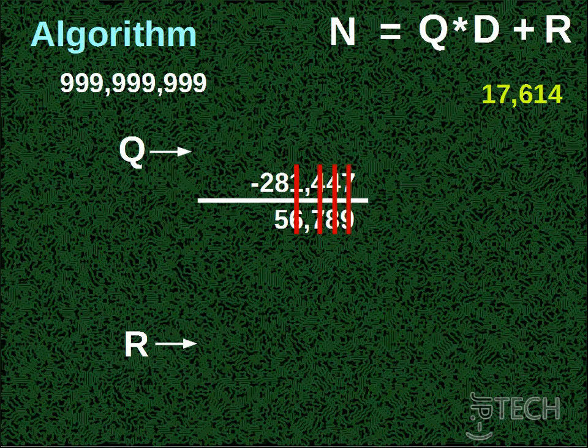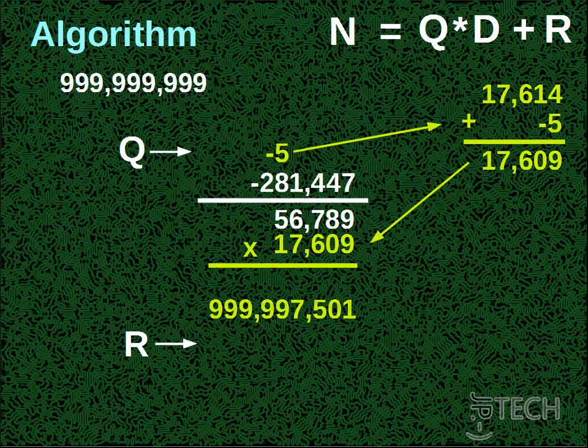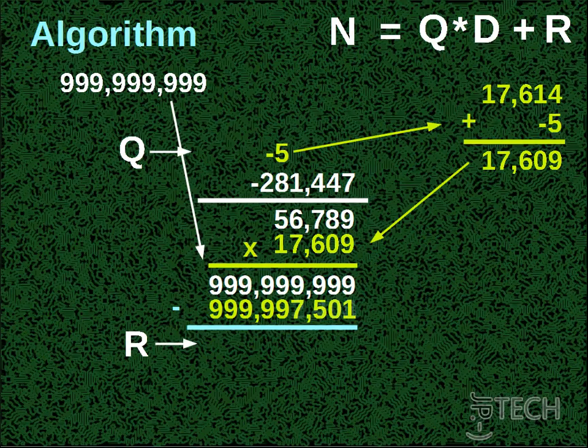We divide. Add our quotient component to our quotient candidate. We have a new quotient candidate that we then multiply. We subtract that from our numerator. And we have a new remainder.